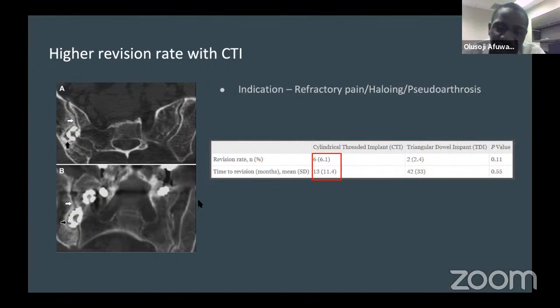So these patients required about 13 months prior to the revision, whereas those patients that underwent SI joint fusion with the TDI system had a much lower rate of revision, as well as a longer time to revision, suggesting that these implants were a lot better in the long term. However, the sample size for this is pretty low, and neither one was significant per se.